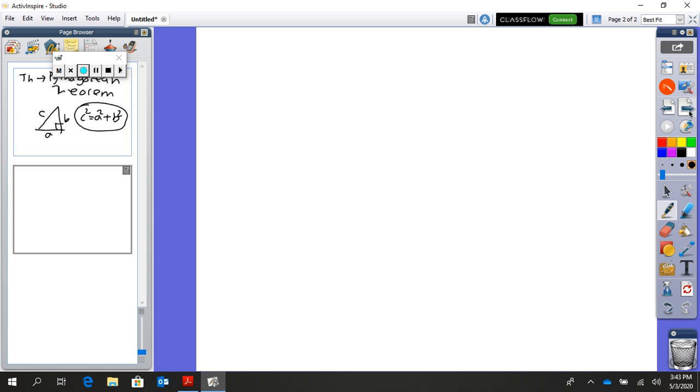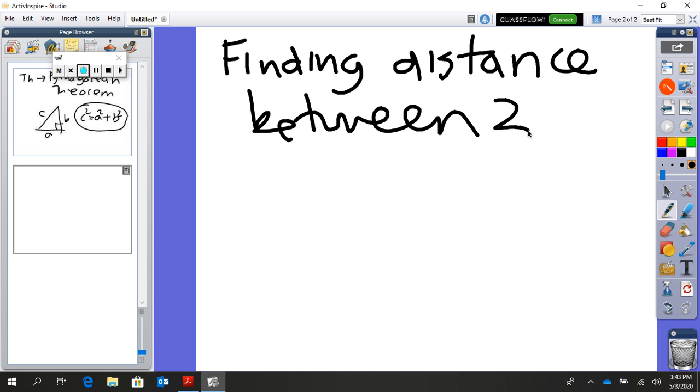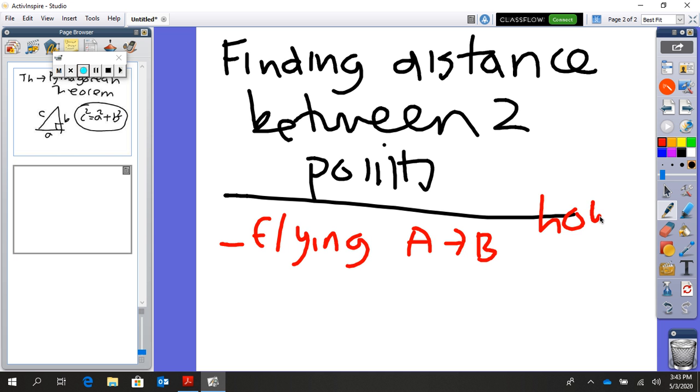Okay, an important application of this is finding distances. Finding distance between two points. And this is useful, for example, if you are flying from A to B. How far do you fly?